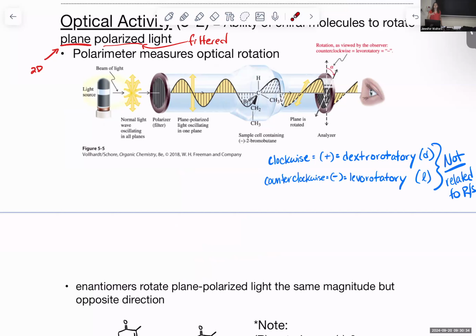That's how we found out about meso compounds as well. Because you put a meso compound in here, and it is not optically active, so it will not rotate the light. It'll come out just straight up and down still. Because the meso compounds are not going to rotate light. They're achiral, not chiral.